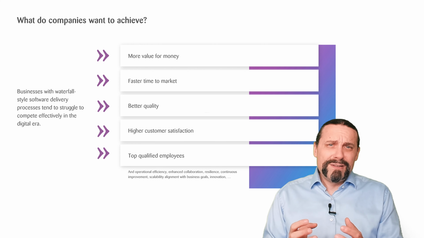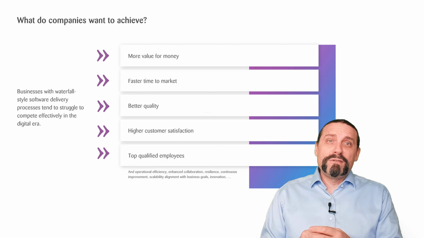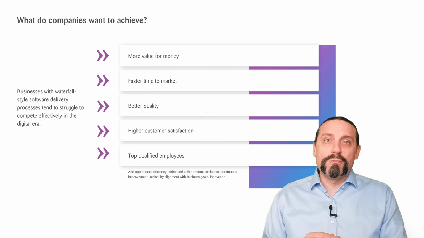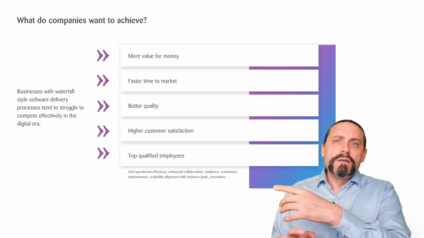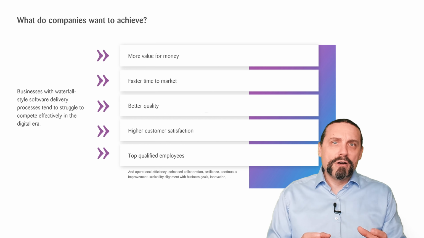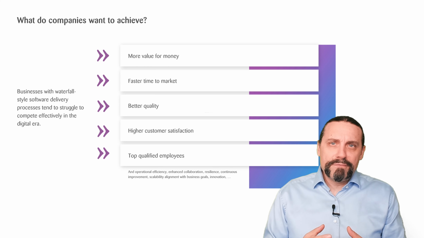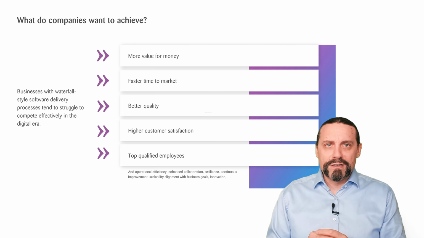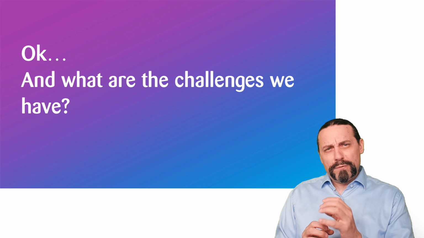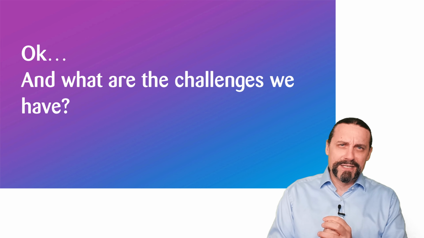And today we have a war on talents. So all of these companies want to have top qualified employees. Of course, there are also some other things that companies want, but these, in my opinion or in my environment, are the top 5 things that companies want to achieve with a DevOps transformation. So now we know what companies want to achieve with a DevOps transformation.